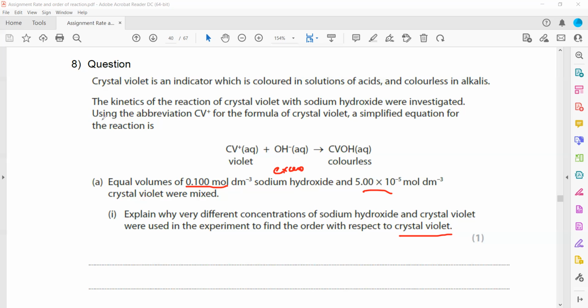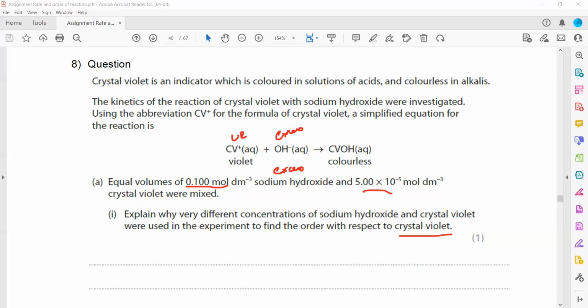So when we want to determine the rate, or use an initial rate method, we take one of them in excess and another one is limiting, so that we can work out, like here in this case, we took sodium hydroxide in excess, more than enough, and crystal violet is the limiting reagent. So when we change the limiting reagent, we can work out how the rate of the reaction is affected. Otherwise, if both of the reactants are in a small quantity, the rate of the reaction might be affected by both of the reactants.